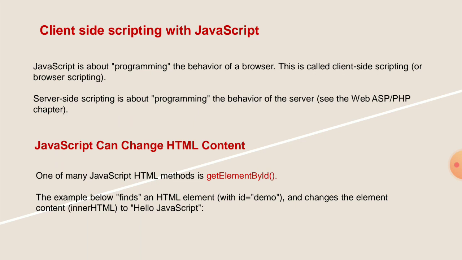Simply put, JavaScript is a client-side scripting language, and JavaScript can change HTML contents. Client-side scripting with JavaScript is about programming the behavior of the browser, which is called client-side scripting or browser scripting. Server-side scripting is about programming the behavior of the server. JavaScript can change HTML content; one of many JavaScript methods is getElementById. For example, find an HTML element with id demo and change the element contents to JavaScript.